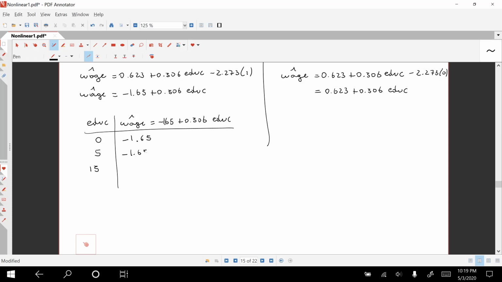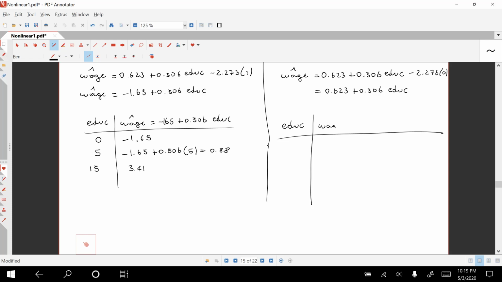If we plug in those values, if it's 0, it's minus 1.65. If it's 5, you plug in minus 1.65 plus 0.565 times 5, which is 0.8, and for 15, 3.41. We can do the same thing for males, so we'll write the expression.